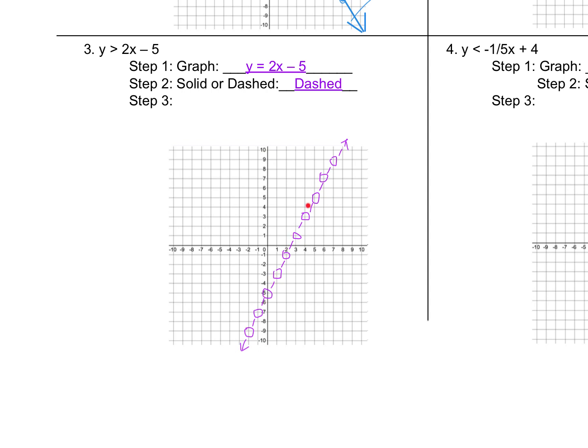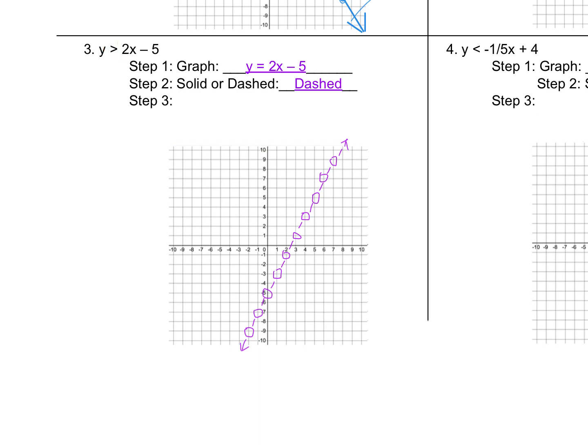Notice that my line is not connected, so that's dashed. They have this break in between different parts to show that it's not connected. So a solid line means it would be totally connected. A dashed line means that it's got breaks in between. And again, what that means is none of the points on this line are an answer to this inequality, because it would make it equal to, where we don't want equal to.